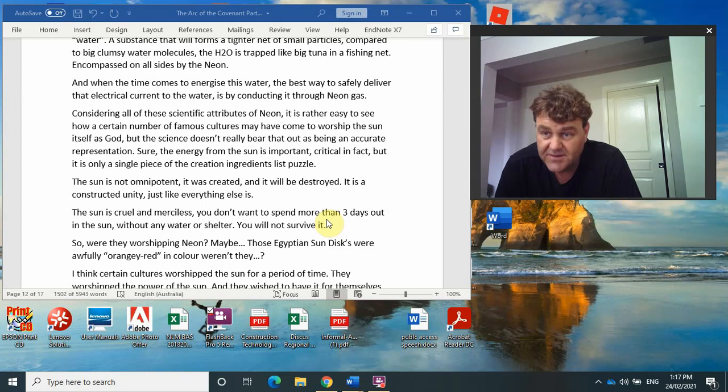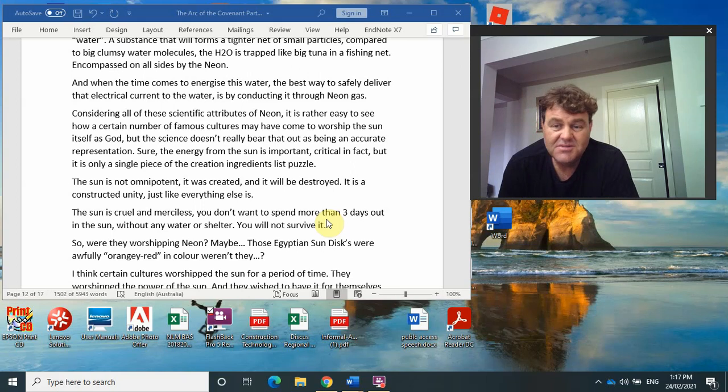Everything that we can see. The sun's cruel and it's merciless. You don't want to spend more than 3 days out in the sun without water or shelter. You won't survive it. So were they worshipping neon? Well, maybe.